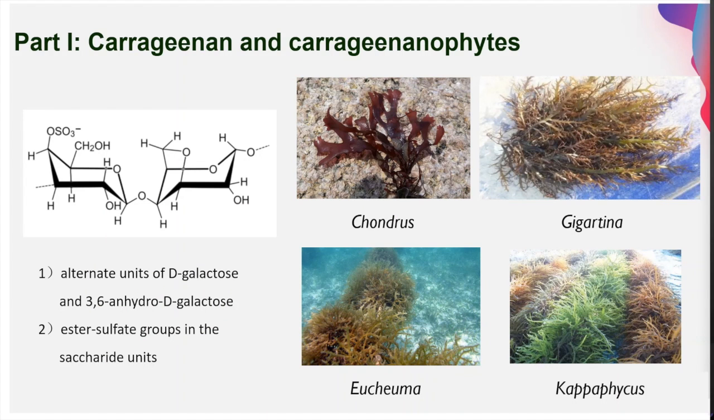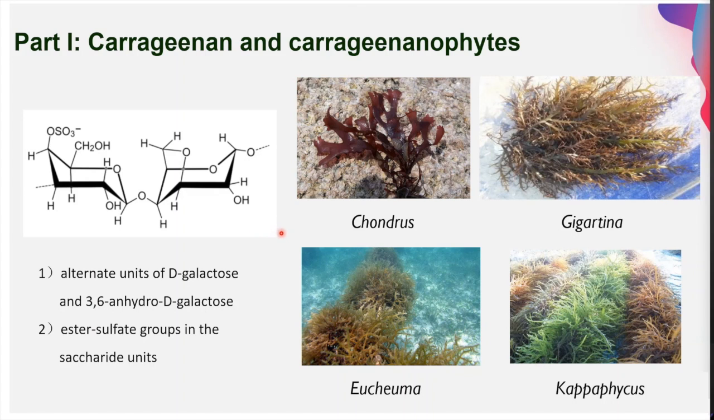So Part 1. Carrageenan is a natural carbohydrate obtained from edible red seaweeds. The name of carrageenan is derived from the curly fronds of seaweed known as carrageen moss or Irish moss in England. So the carbohydrate from carrageen moss is called carrageenan. And carrageenan has 2 alternate subunits. Their structures are D-galactose and 3,6-anhydro-D-galactose, with possible ester sulfate groups in different positions of the saccharide units.